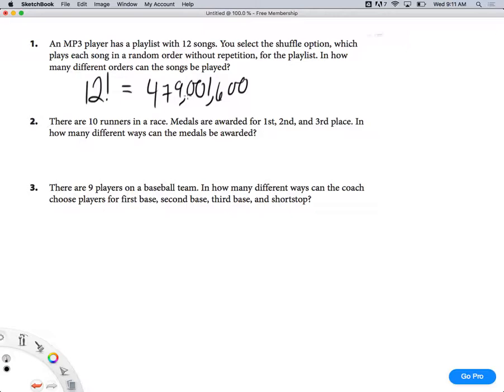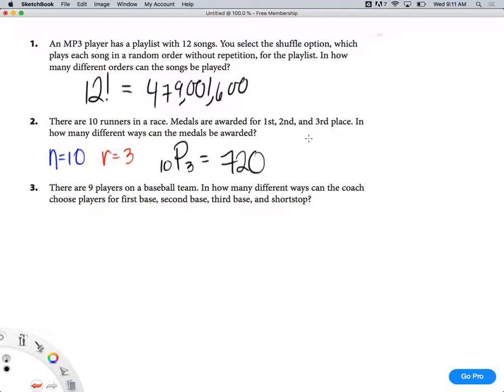All right, there are 10 runners in a race. Medals are awarded for first, second, and third place. Well, now in this case, N is equal to 10, and R is equal to 3. So I've got 10P3. Plug that into my calculator, I get 720. Does that make sense? Is that pretty clear?